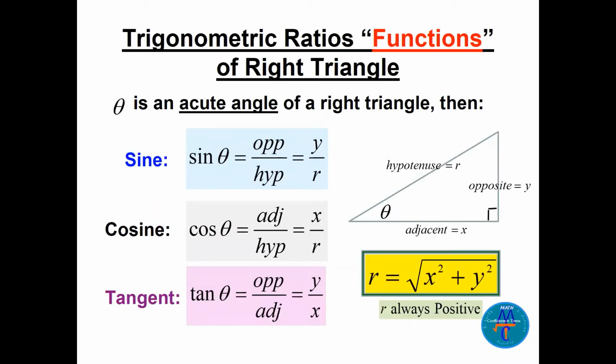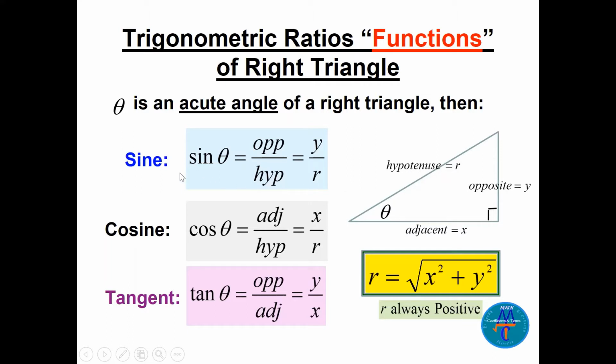If we have a right triangle, that means there is one angle of 90 degrees. So we have a theta there, that's an acute angle theta. Here is theta. Then the side facing the theta, we call the opposite side, y. This side here, very close to theta, we call adjacent. And this one, facing 90, we call the hypotenuse, r.